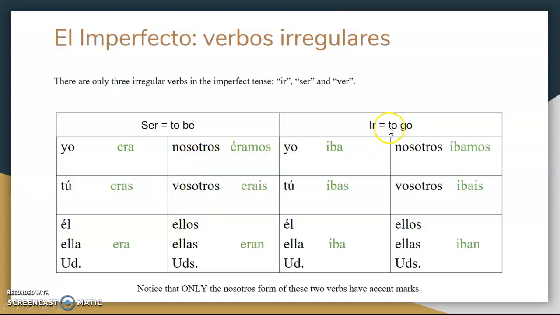Ir, remember, to go. In the imperfect, it's going to look like this. Yo iba, I used to go. Tú ibas, you used to go. Ella iba, she used to go. Íbamos, we used to go. Ibais, y'all used to go. And iban, they used to go. Okay, so here's two of the three irregular verbs.